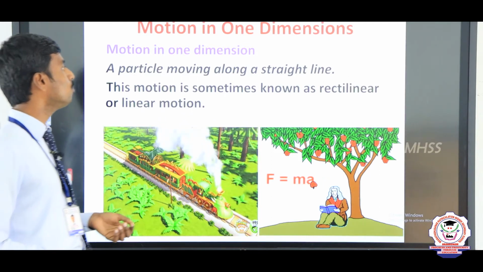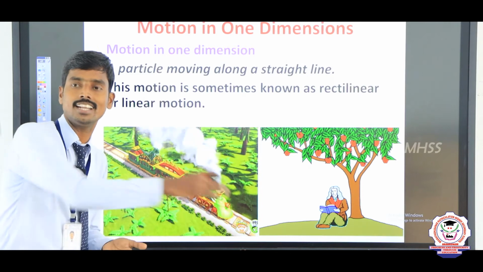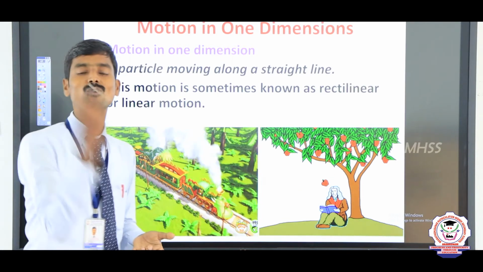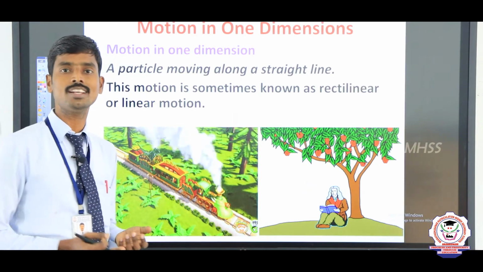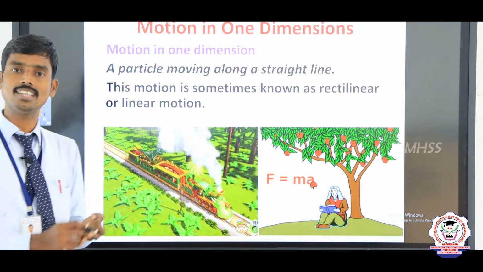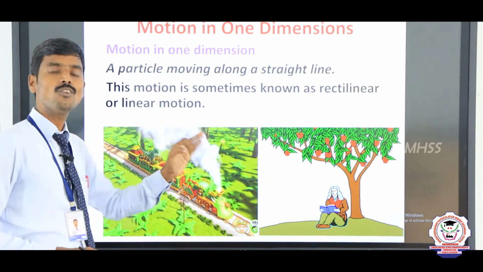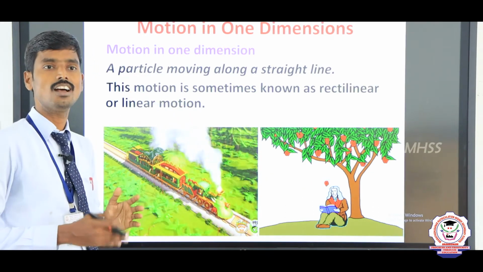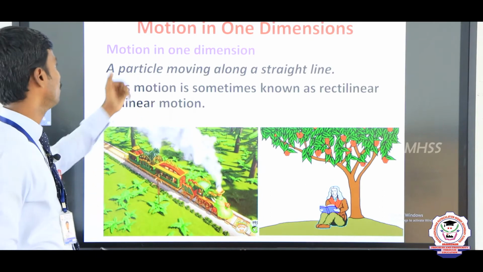A particle moves along a straight line. When an object moves along a straight line, this is called motion in one dimension. It covers only one direction. You know the Cartesian coordinate system, no? There are three Cartesian coordinates: X coordinate, Y coordinate, Z coordinate. Here, motion in one dimension covers only one coordinate, for example the X coordinate or the Y coordinate or the Z coordinate. This is motion in one dimension.